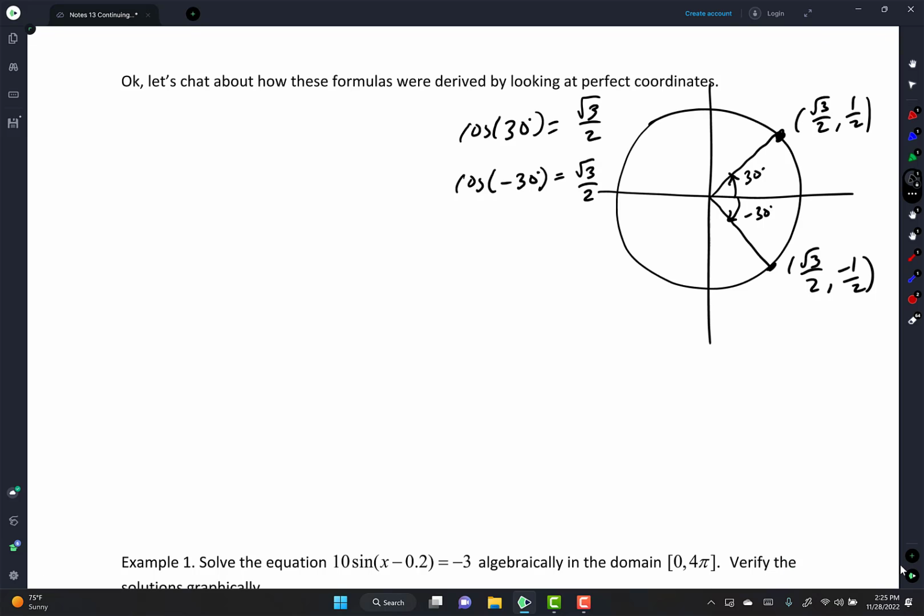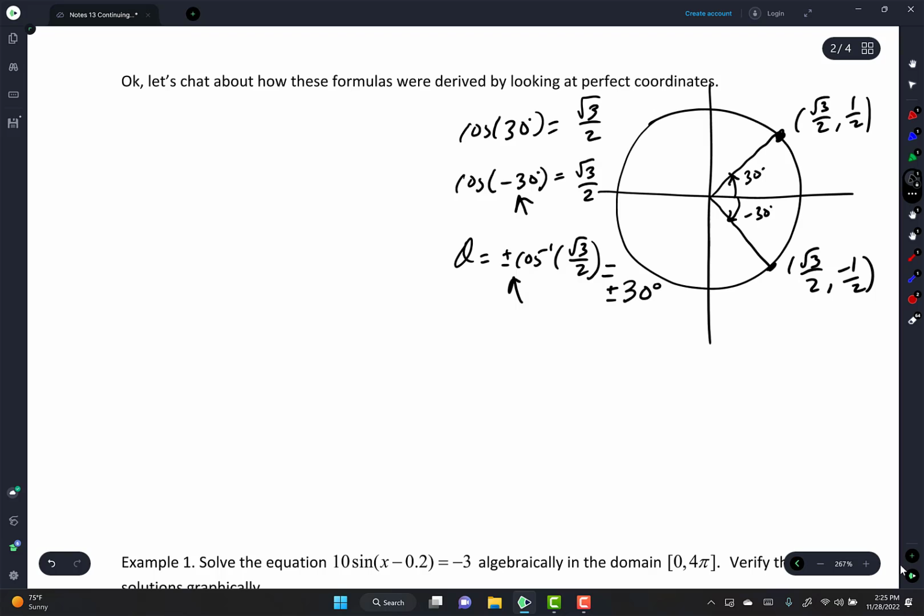Now, on my calculator, if I were to type arc cosine, or inverse cosine, of square root of 3 over 2, no matter how hard I try, the calculator will always spit out the 30-degree answer. But you and I know that negative 30 degrees also works. So that's why we put a plus minus, because we know that negative 30 degrees also works for that angle. At that angle, cosine of negative 30 is square root of 3 over 2. Does that make sense to everyone?